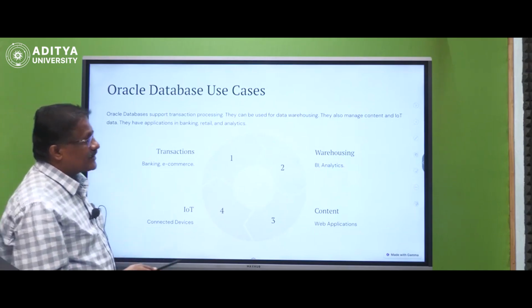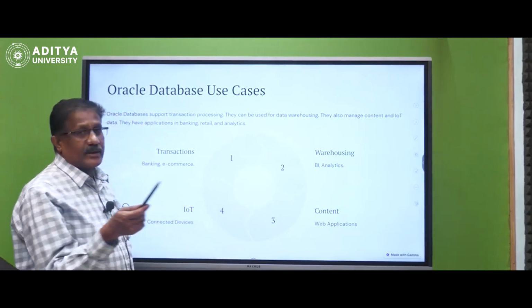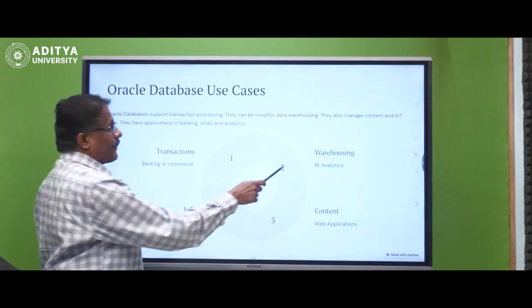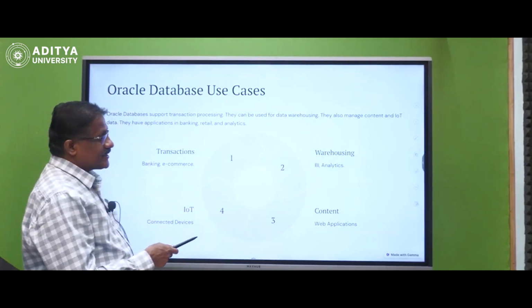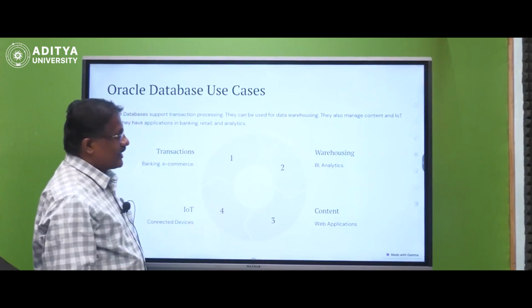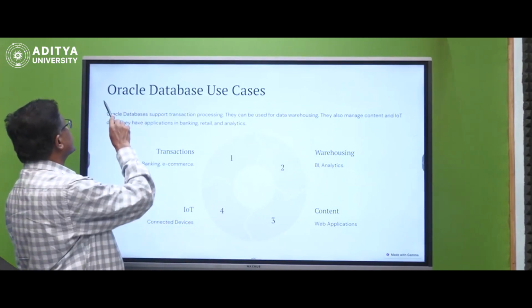Transactions: banking and e-commerce. Warehousing: yesterday we talked about a lot of business analytical tools, BI, business intelligence analytical tools. IoT: connected devices. And content: the various types of web applications.